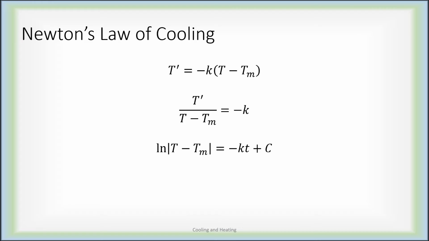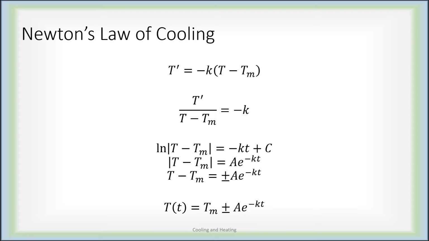We have the log of the absolute value of T minus Tm is minus Kt plus some constant. We now exponentiate, and as we've done several times, e to a constant comes out as a constant scalar, and we call that capital A. And this means that T minus Tm is plus or minus some constant times e to the minus Kt.